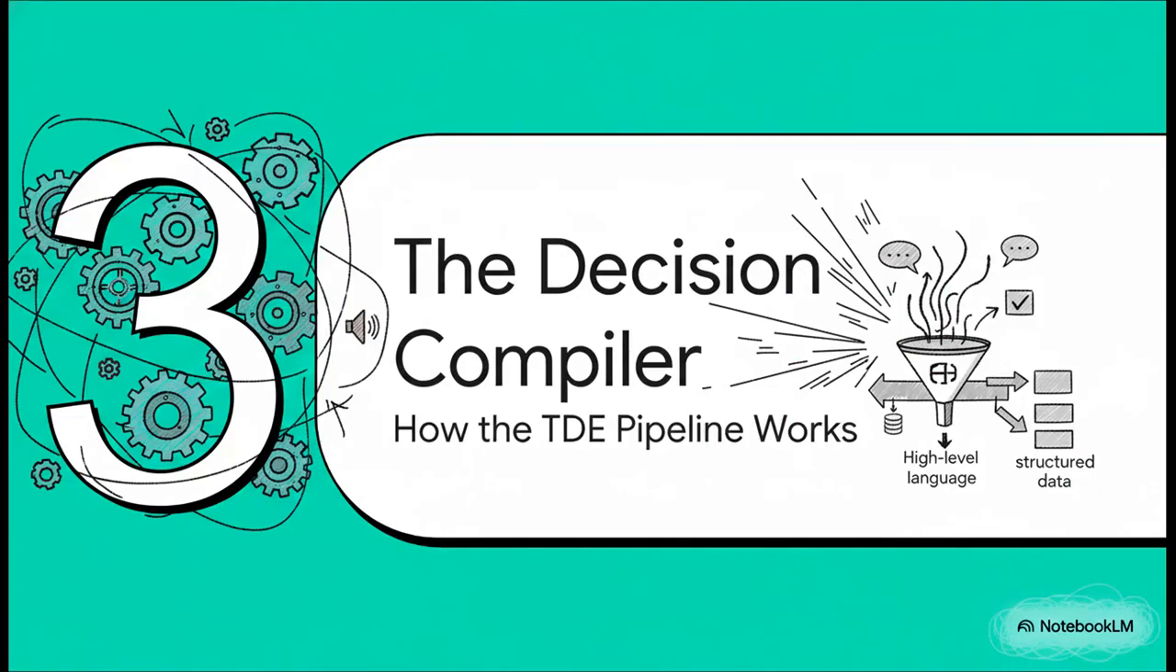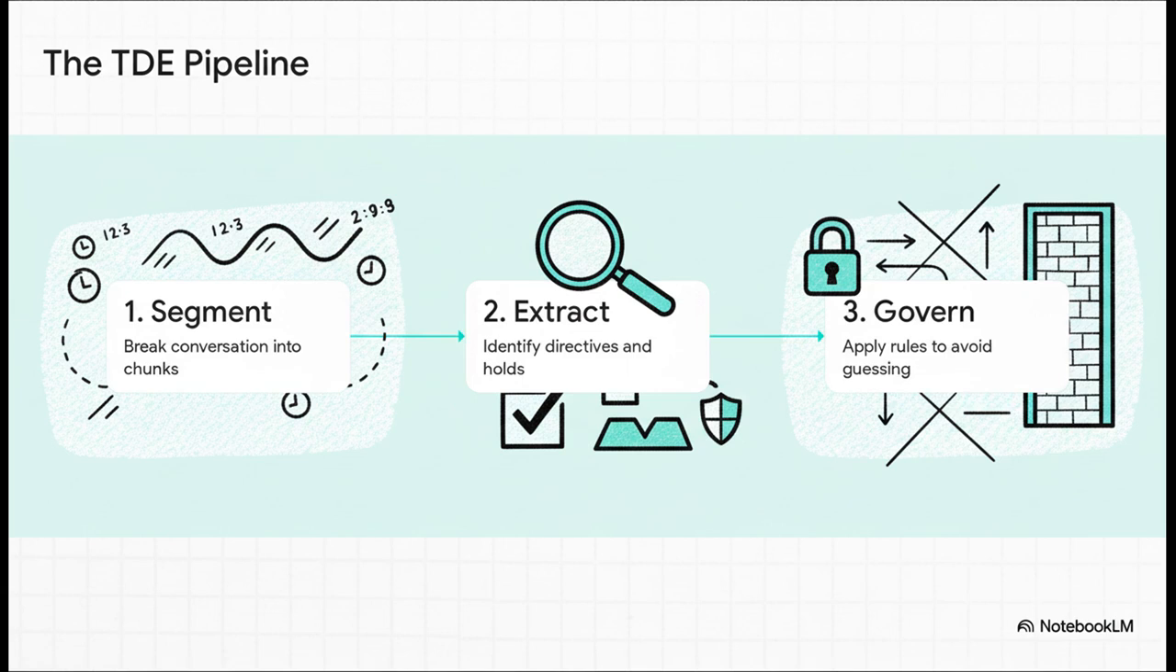And that's exactly what this idea, the Transcript Directive Engine, or TDE, is designed to be. It's a decision compiler. It takes the messy, high-level language of a human conversation and turns it into structured, actionable data. So, the big question is, how does it actually work? It's a pretty straightforward 3-stage process. First, the TDE takes the whole conversation and just segments it, chops it up into small, time-stamped chunks. Then it goes through and extracts the important stuff. It asks, is this a clear directive, or is this a potential risk?